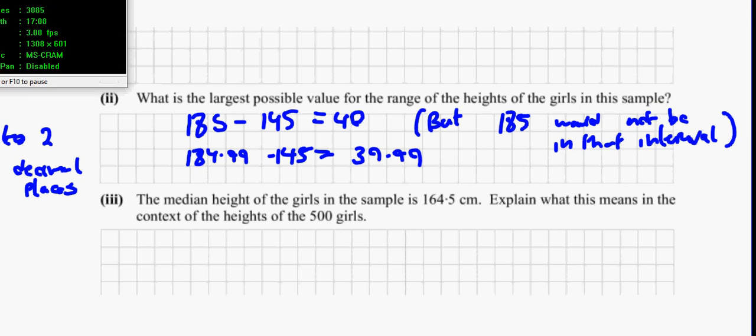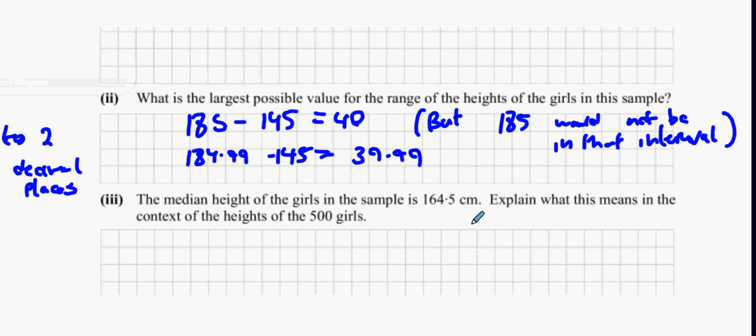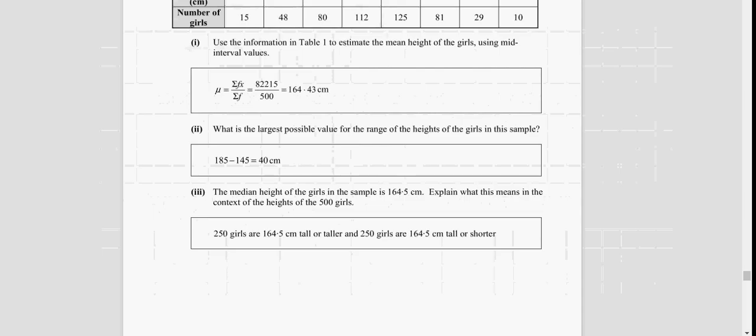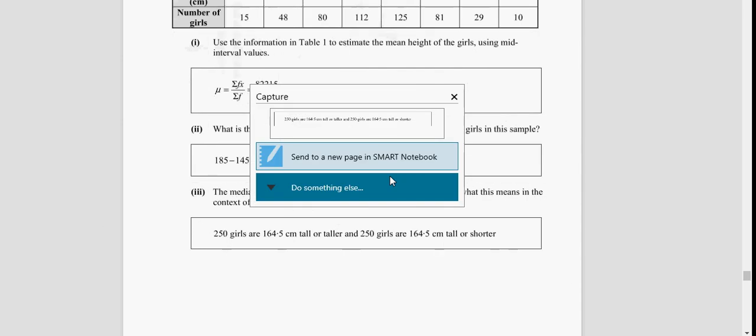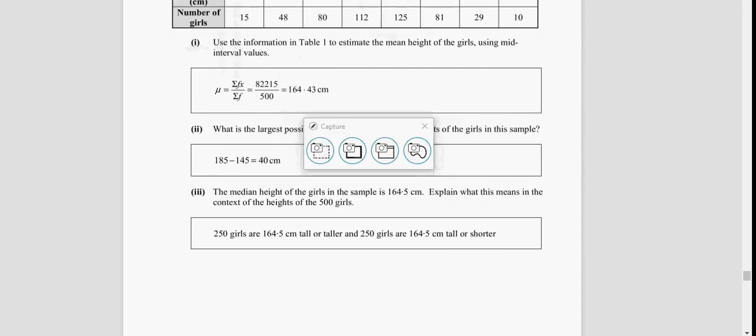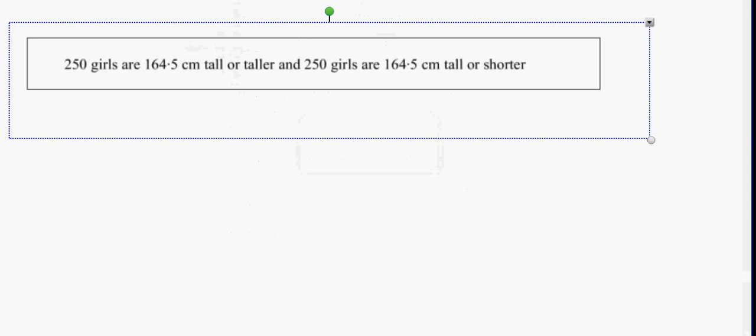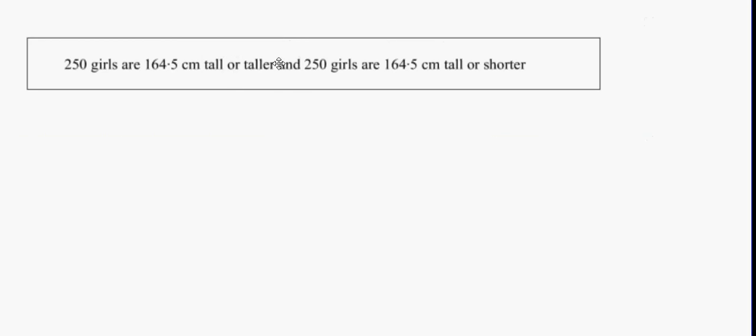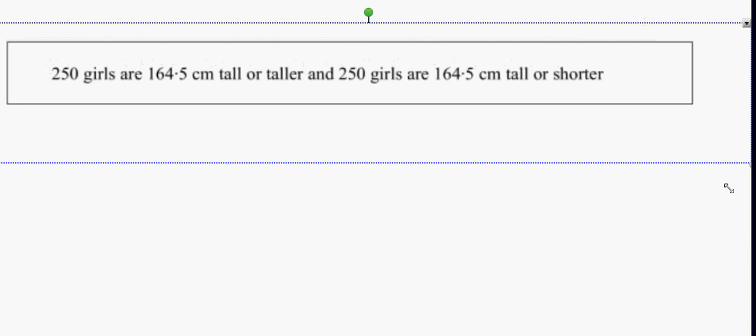But that's the median heights. The median height of the girl was 164.5. Explain what this means in the context of the 500 girls. Well, might as well use the marking scheme on this one. Here we go. What this would mean is, if the median is 164.5, what it would mean is 250 of the girls are 164.5 or taller, and 250 of the girls are 165.5 centimeters tall or shorter.